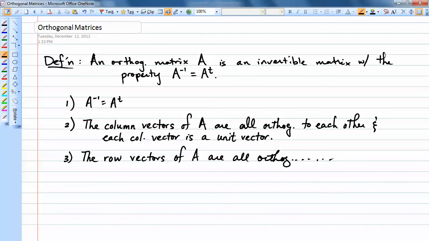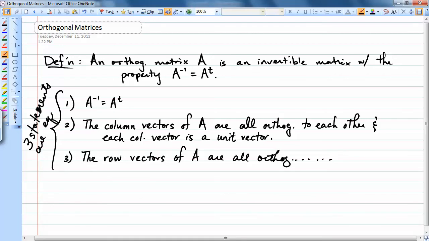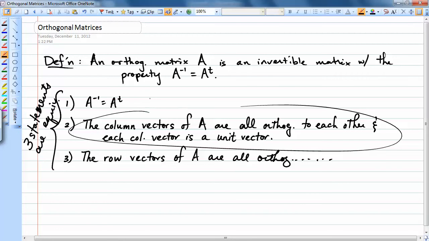In a minute, I'll talk about why orthogonal matrices are actually useful, like why it's good to know that they're orthogonal. But first, let's do an example. Really, these three statements are all equivalent. So if you prove number 2 instead, that's the same thing as assuming number 1. If you have to prove something's an orthogonal matrix, prove any one of those three things.